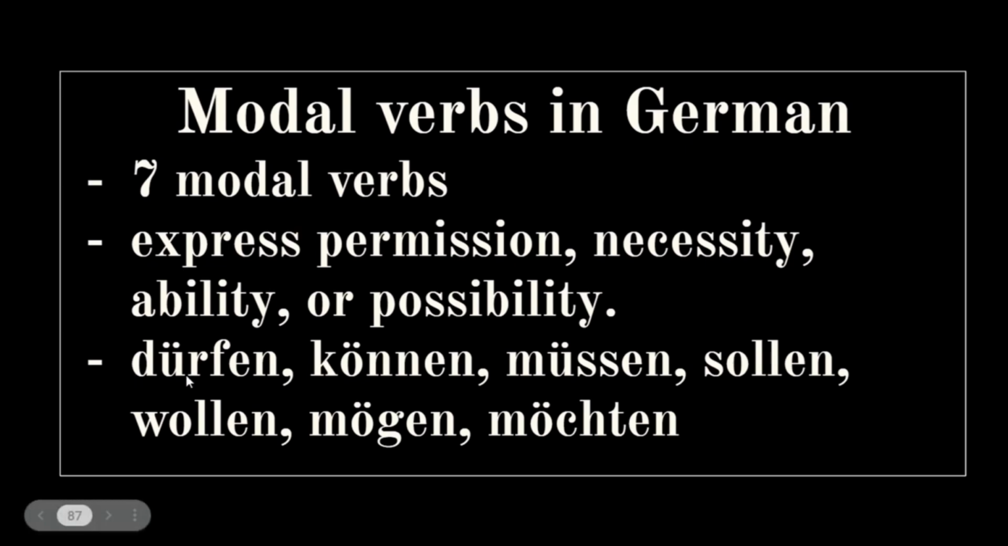And the modal verbs in German are dürfen. Dürfen means to be allowed to, which is equivalent to, I would say, may in English. Können means can. Müssen means must. Sollen means should. Wollen means want. Mögen means like. Möchten means would like. So before getting into how to use modal verbs in a sentence, we need to first understand how they are conjugated.